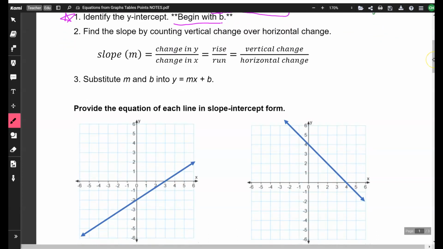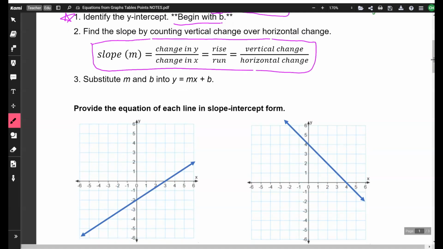Once we've identified that point, the next thing is to find our slope. Remember, we can count the vertical change over the horizontal change. All of these things represent the same thing, right? Slope, or m, is the change in y over the change in x. So we're looking at that rise over run, vertical change over horizontal change when we're graphing. That's our second step. And then once we do that, we can substitute our slope and our y-intercept into this form now that we know how to use it and answer these questions.